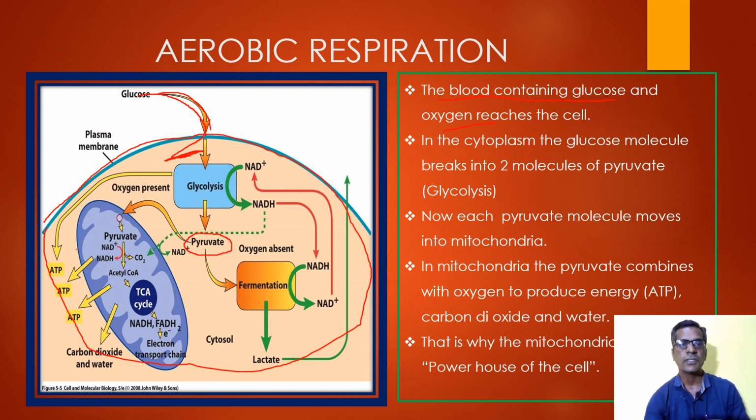Now what happens? This pyruvate molecule enters the mitochondria. As the pyruvate molecule enters the mitochondria, with the initiation of heat energy, this pyruvate molecule oxidizes, that means it combines with oxygen to produce energy in the form of ATP. You can notice here that so many ATP molecules are produced in the mitochondria. That's why the mitochondria is called the powerhouse of the cell. So this is a diagrammatic representation of aerobic respiration.